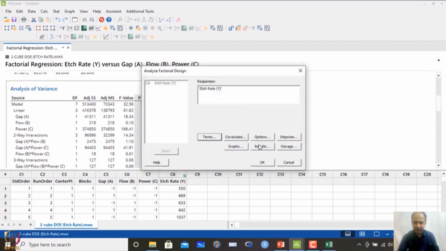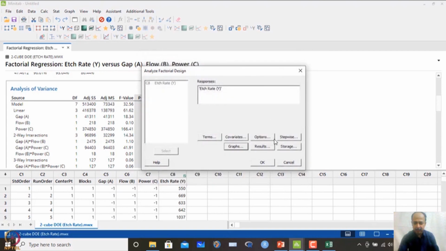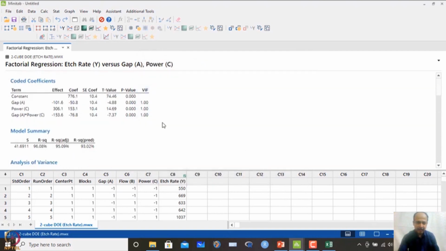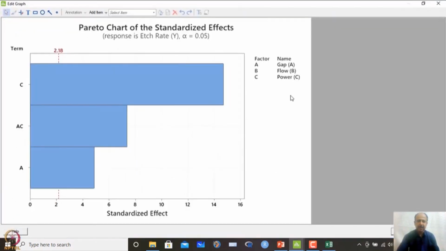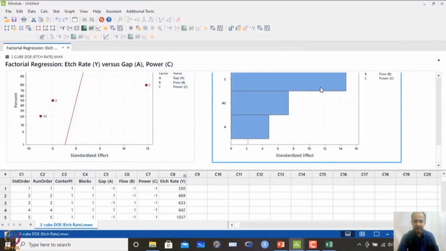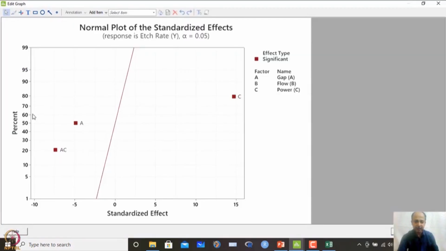So in this case I will press OK. So we have done that one, and again we can have the graph of Pareto and normal plot over here, and click this one and click OK over here. What you observe in the Pareto chart is that all the factors are considered, the AC interaction is considered over here, and all are significant, that it is showing. And also the normal plot is revealing the same information, AC is significant over here.